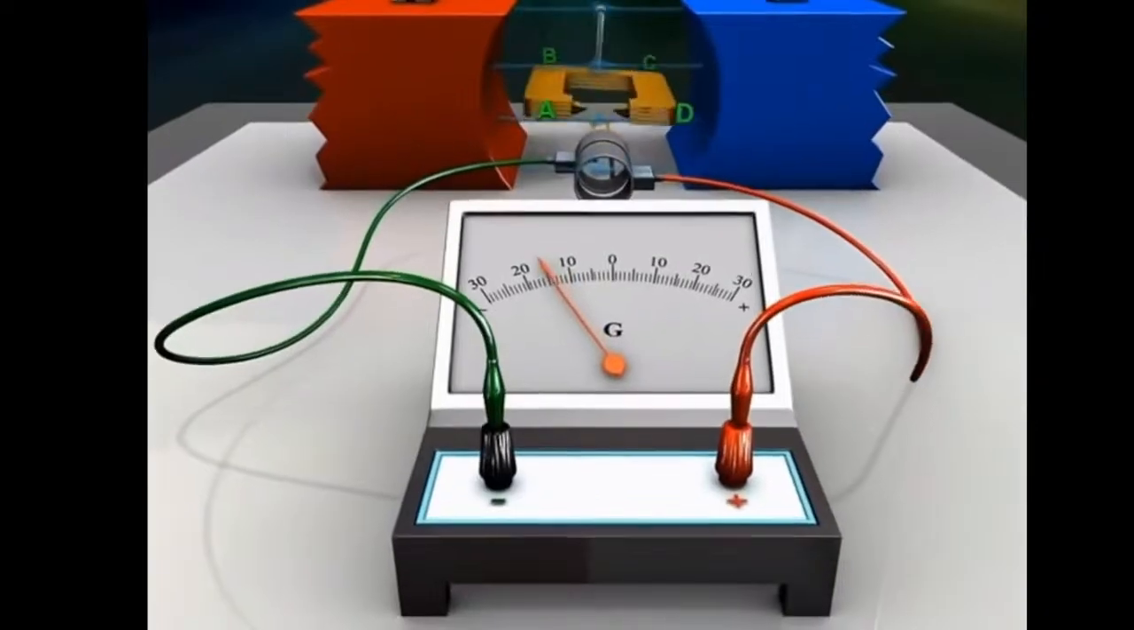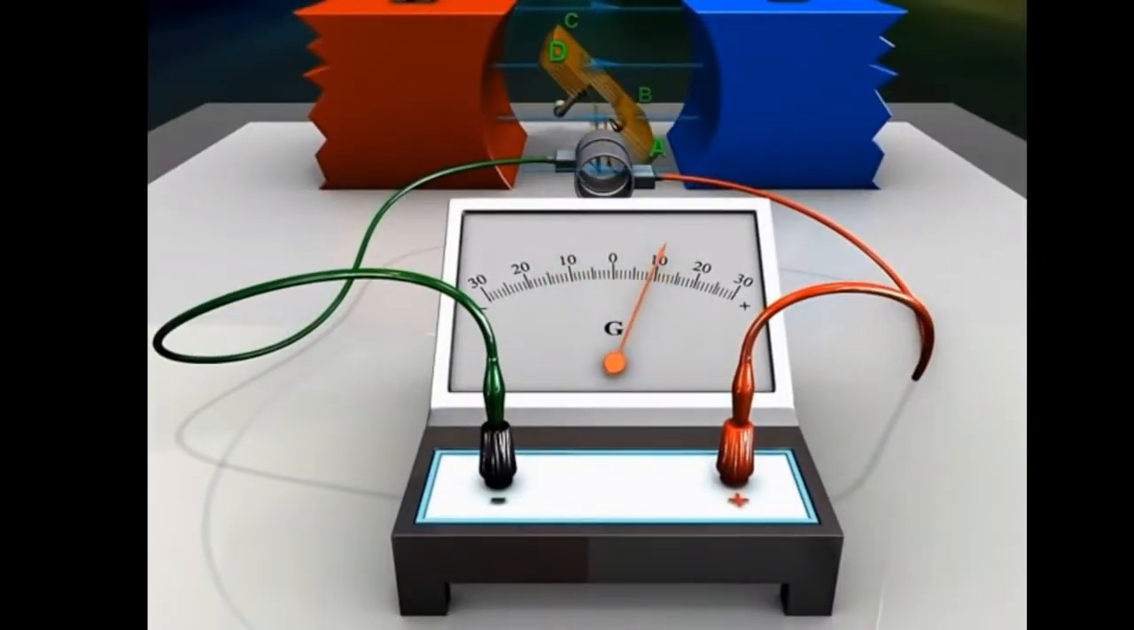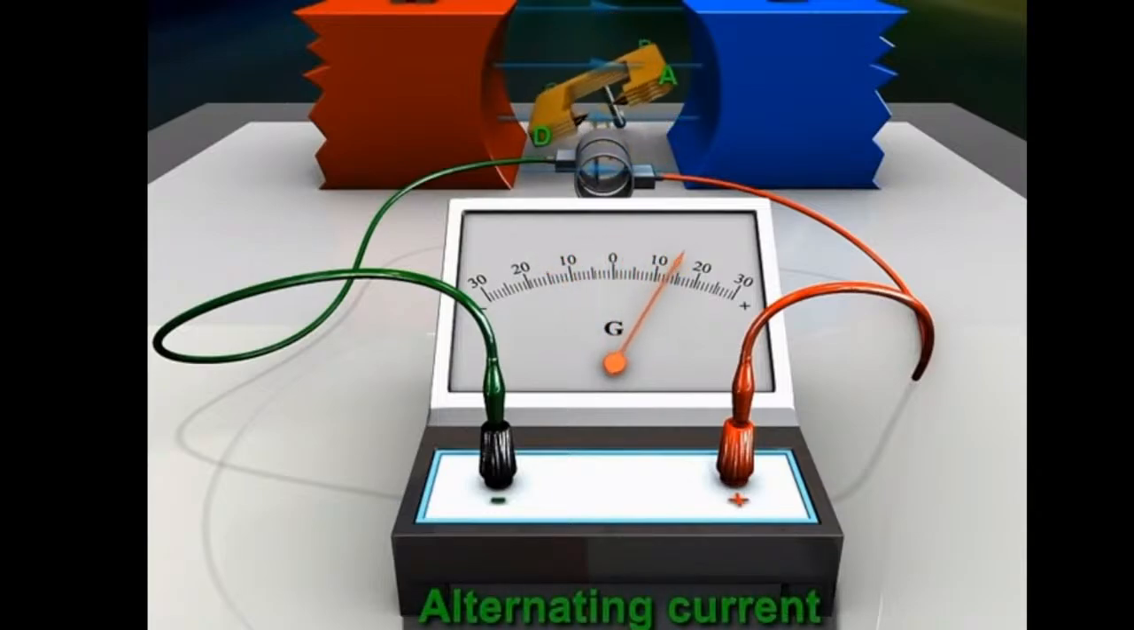Note that the galvanometer needle swings between the negative and positive values. This means that an alternating current is flowing through the galvanometer.